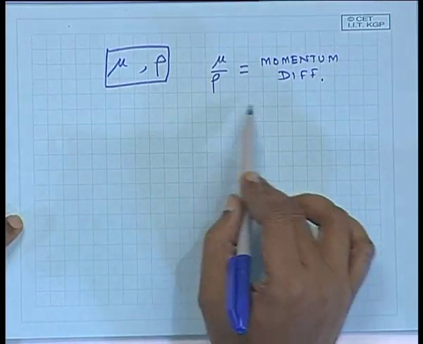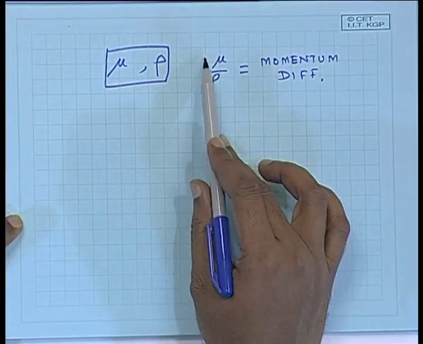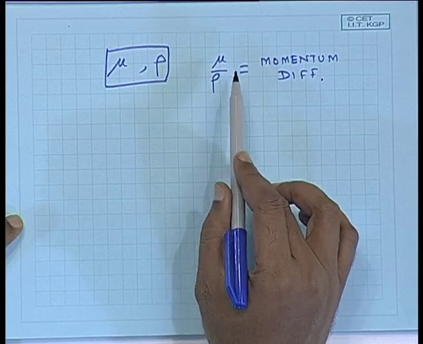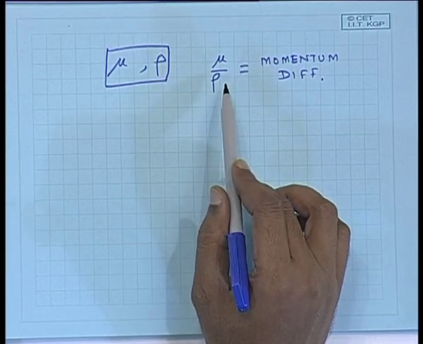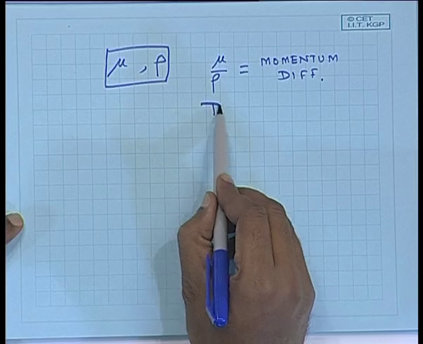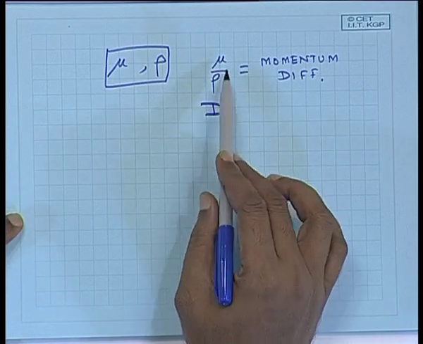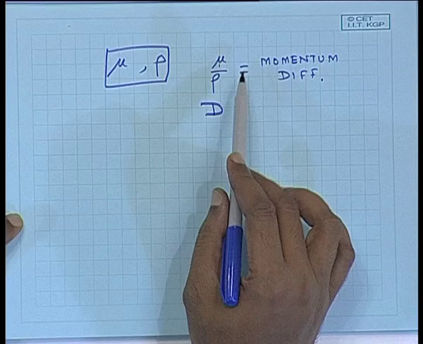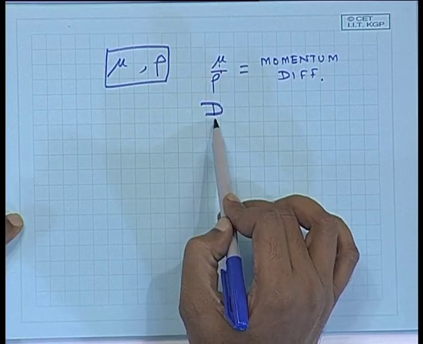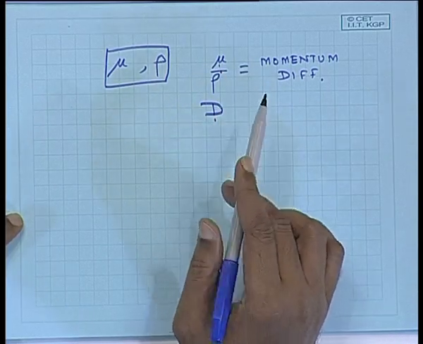You have definitely come across this. If you work out the units, you will see it has the same unit as mass diffusivity. So you do have different types of diffusivity. In fact three diffusivities: momentum diffusivity, mass diffusivity, and what is thermal diffusivity?